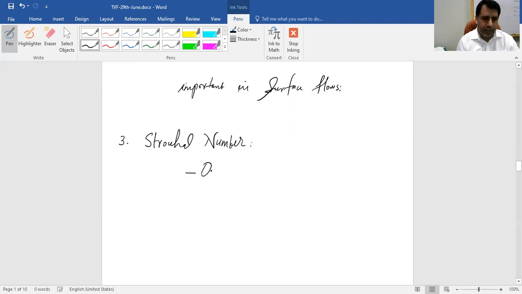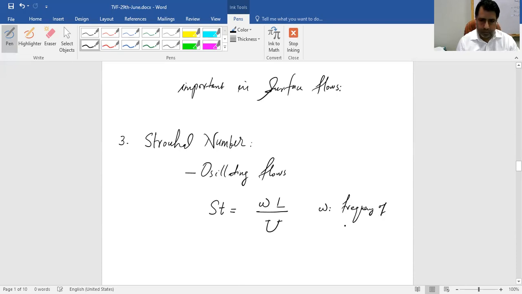This is important in oscillating flows or periodic flows. And the Strouhal number is given by Strouhal, the scientist, and denoted by St. This is omega L over mu u. So omega is the frequency of vortices, vortex shedding.